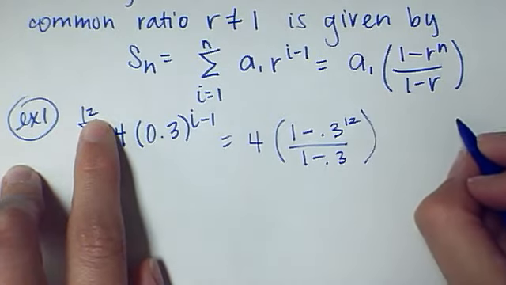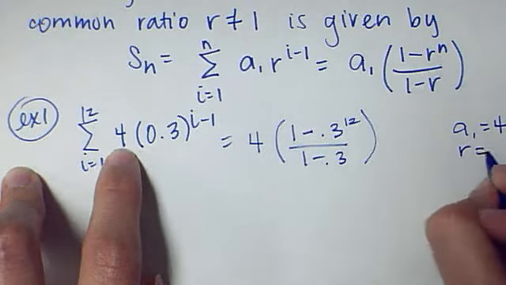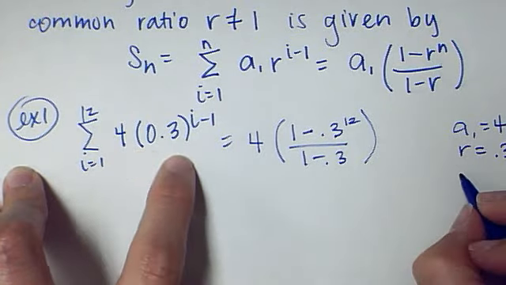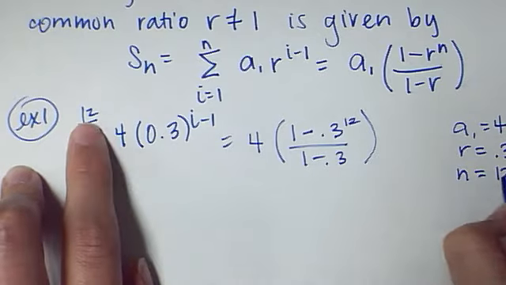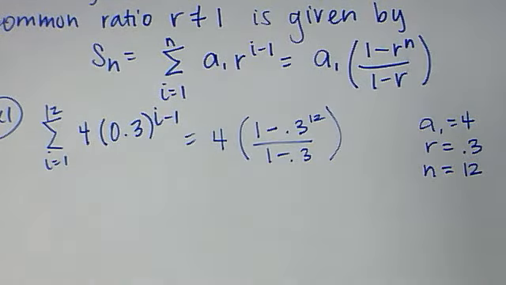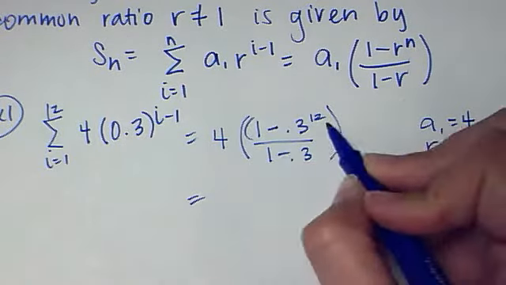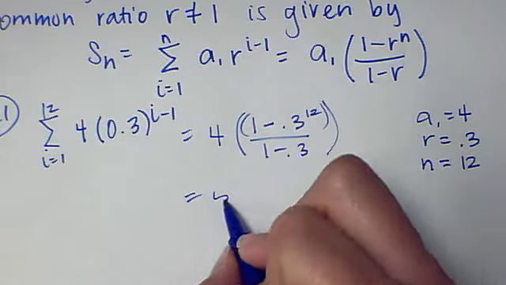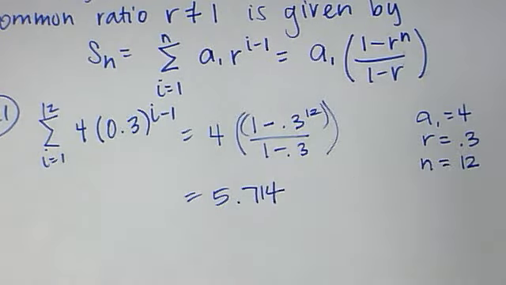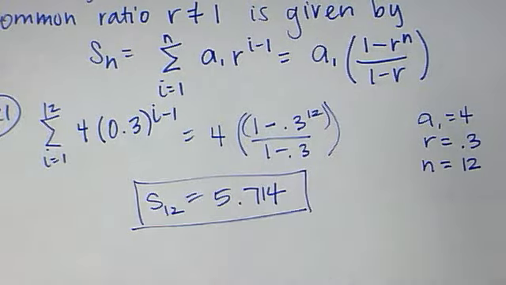Now, it might help you to go ahead and write some of this stuff out. So let's find: a1 took the place of 4, r was taken by 0.3, and n is 12 because that's my upper limit. If I plug all of this into my calculator exactly like it looks, put this top in parentheses again, I'm going to get 5.714. And that is my sum of the first 12 terms in this geometric sequence.